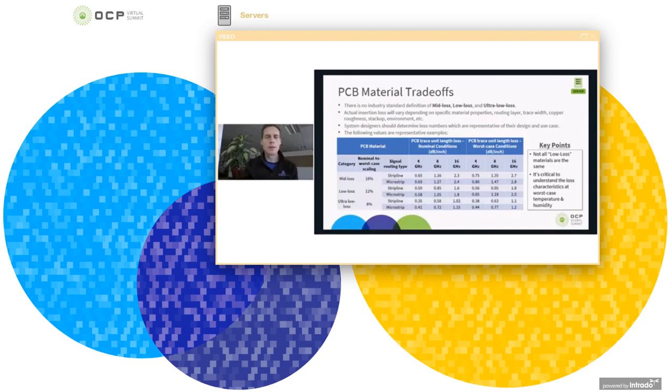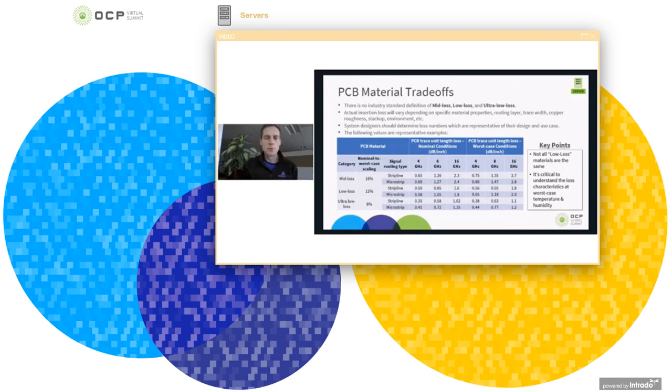So going in more detail about the PCB material trade-offs, as I mentioned, there's no industry standard definition for what is mid-loss, what is low loss, and ultra low loss. And the specific insertion loss and other properties of these materials will vary depending on manufacturer. So system designers really ought to determine loss numbers for their system based on what is representative of the specific materials that you plan to source.